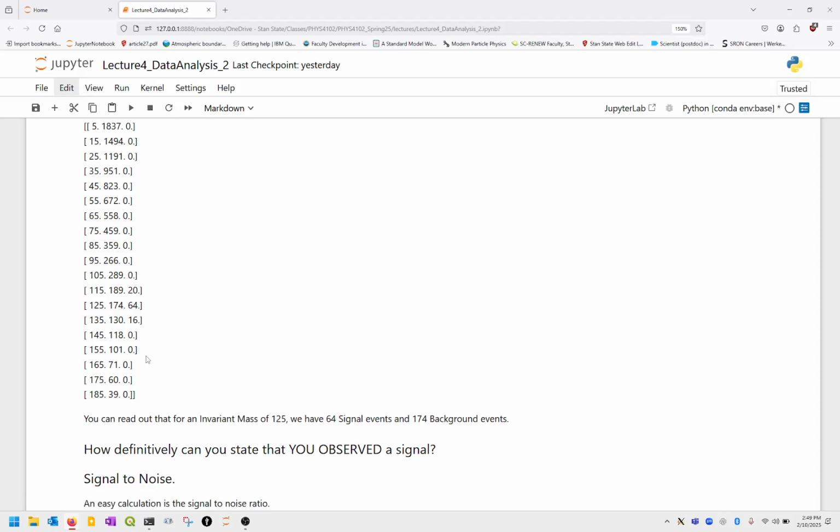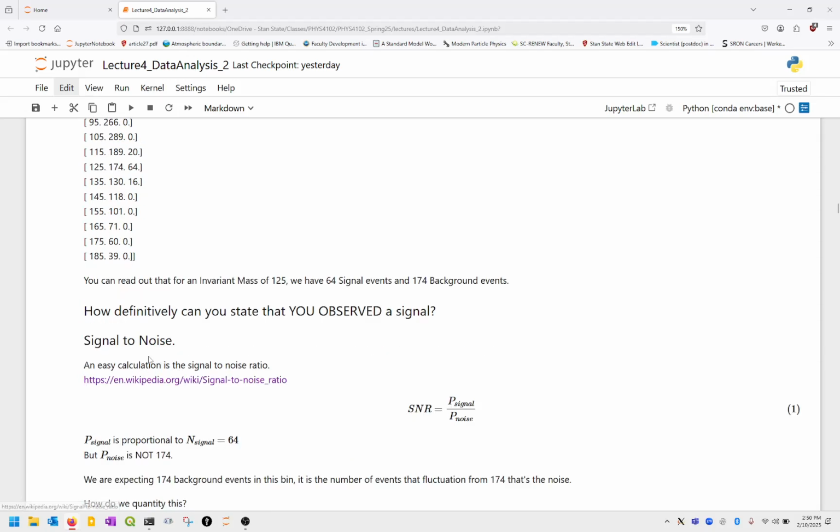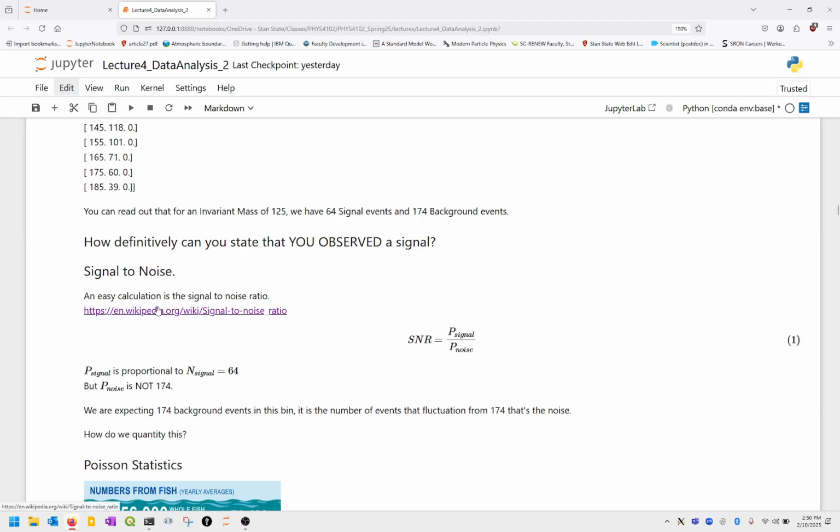The background, the noise, is 174. The signal I'm getting is 64. So now can I say, definitely I discover something at 125 GeV or not? Is there a way for you to state that quantitatively? You can't just say, well, there's more stuff there than I expected from background, therefore I should win a Nobel Prize. You can't say that.